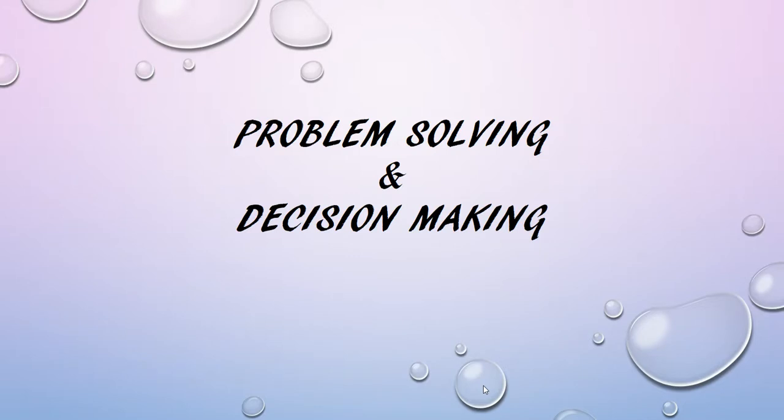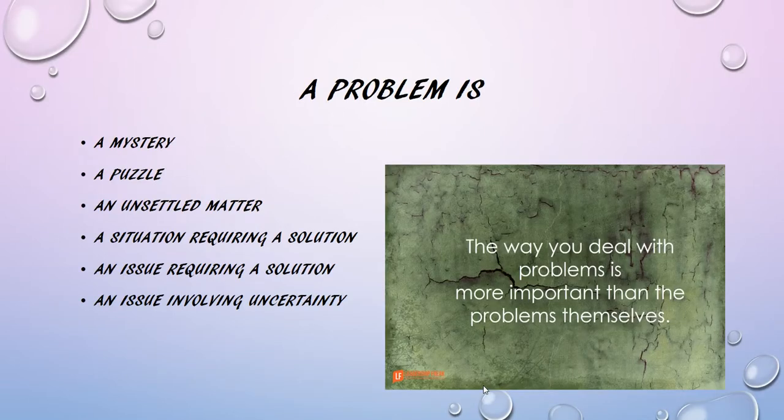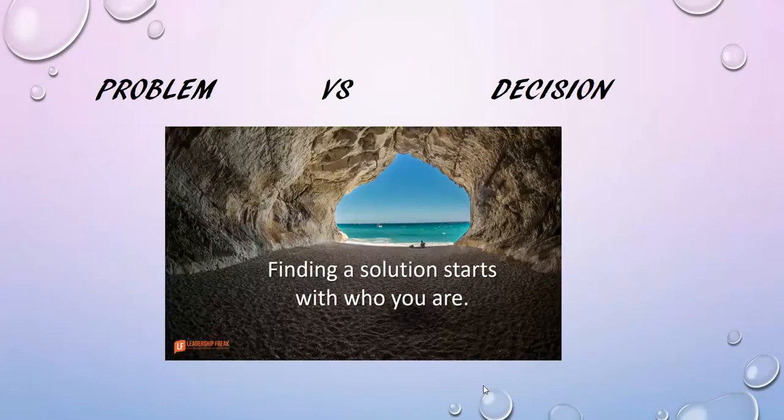So let's get started. A problem is a situation or a matter that is regarded as unwelcome or harmful, or it's just something that needs dealt with. It can be a mystery, a puzzle, an unsettled matter, a situation requiring a solution, or an issue requiring solving or a solution. A problem is the gap between ideal and actual conditions. And a decision is a choice between the solutions to a problem.